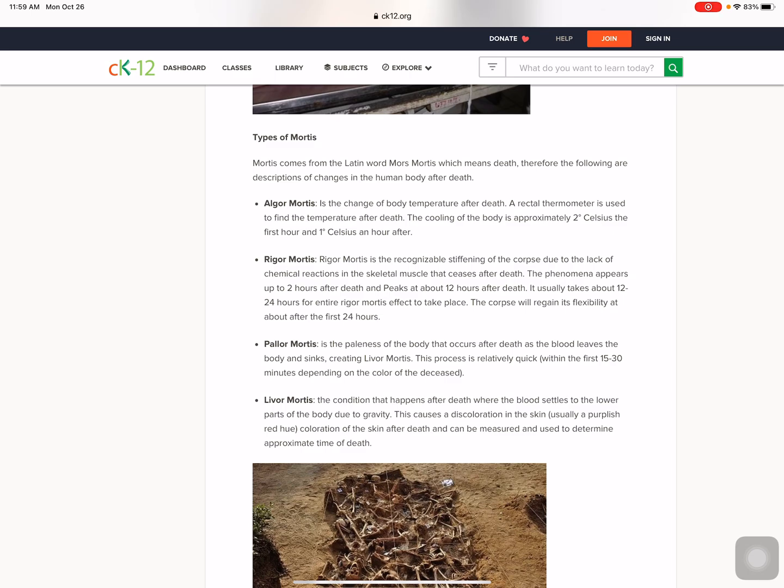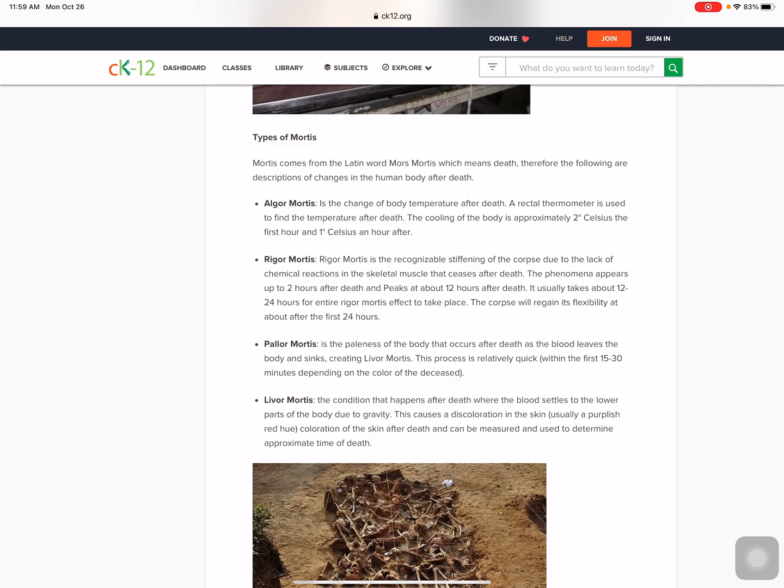Pallor mortis is since the heart stops beating, there's no blood to the surface, and so you lose the red tinge to the skin and it becomes pale and white looking. And livor mortis is important in forensics because it can show that a body has been moved after death.